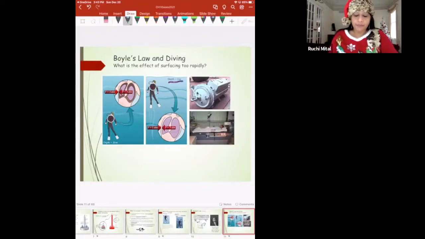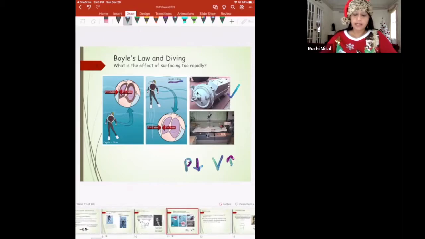And if pressure is going to decrease, what will happen to the volume? Volume is going to suddenly increase, which causes bubbles. That is what is called bending and the nitrogen bubbles, and it can be very deadly. So it is based on the principle of Boyle's law. The same thing works in a vacuum pump. So many places you're using this concept of pressure and volume.